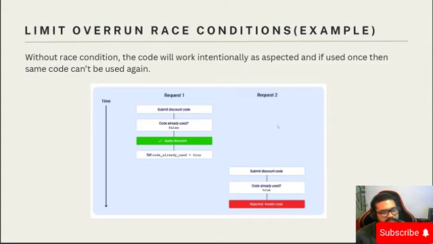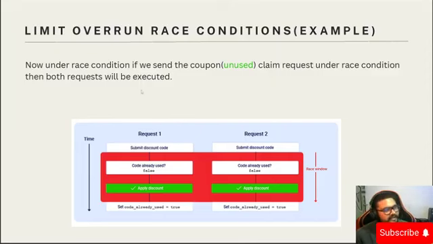Now if you send the same request again, as you know, the state is saved with this boolean variable set to true, so you will get an error, that is invalid code, because it is already applied. And now if you send the same request under a race condition with the coupon which is unused, then both requests will potentially be executed. Okay, not in every case. If they have applied a secure mechanism, then there may be no chance that it will execute.